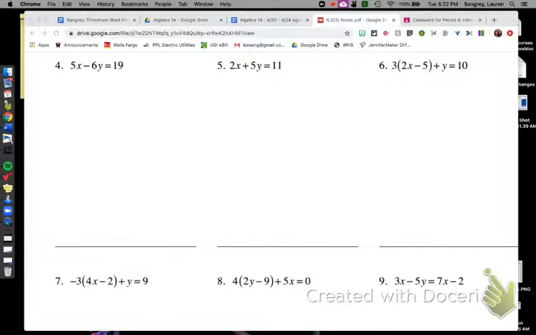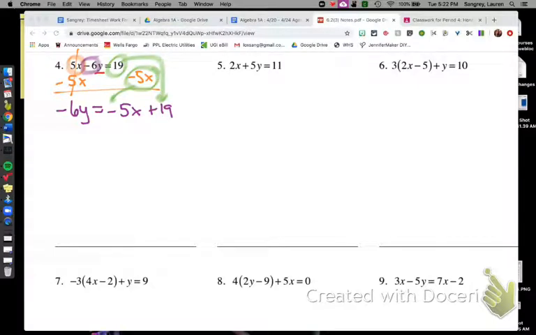Looking at number 4, we're trying to get the y by itself, but we have a 5x and we have a -6 as well in front of the y. So the first thing we have to undo is the 5x. We can do that by subtracting 5x from both sides. Now look closely at what you have in purple. It is a -6y equals, we put the x term first and the number last.